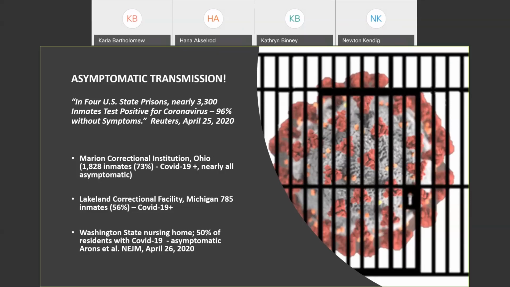In the peer-reviewed literature, just this week in the New England Journal of Medicine, Aaron and colleagues reported on an outbreak in a Washington state nursing home and reported that 50% of the residents with COVID-19 were asymptomatic. Of course, this has huge implications for infection prevention and control if patients are transmitting the virus and not being aware of their symptoms, so they cannot be isolated and contained.